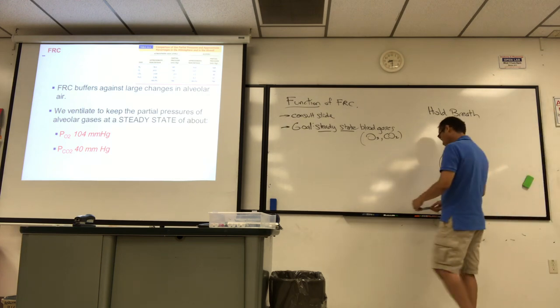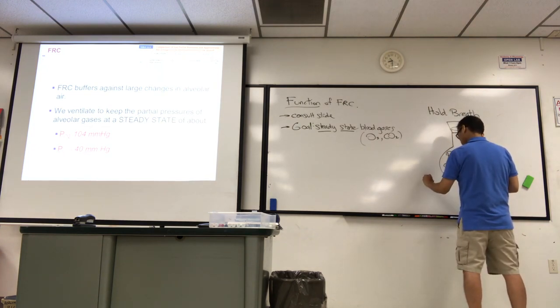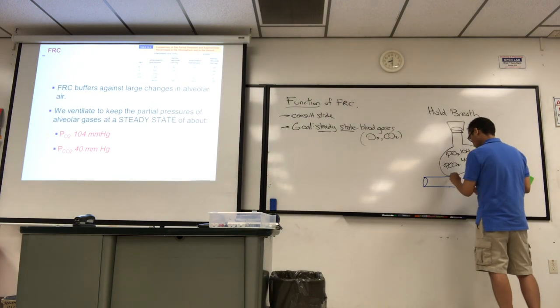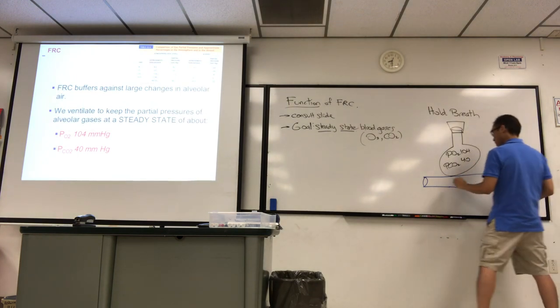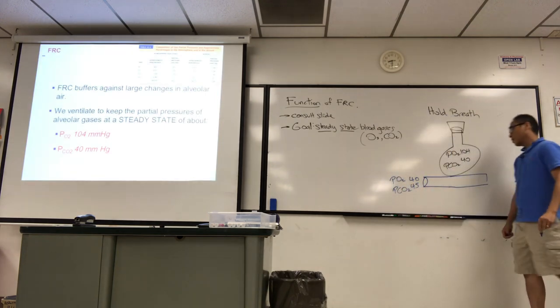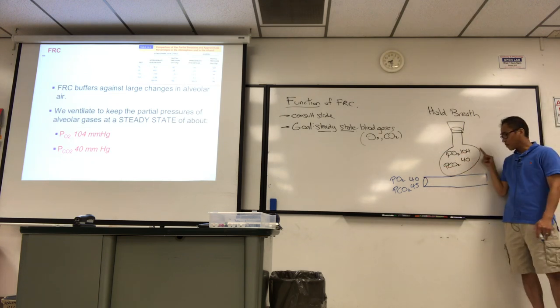So, keep it all blue. Blood's coming in, 40-45. You can exchange for a little while, maybe less than a second, but can't you see really quickly how, after maybe a second, with no fresh air coming in, eventually these numbers will equilibrate with these numbers because you don't have fresh air coming in.